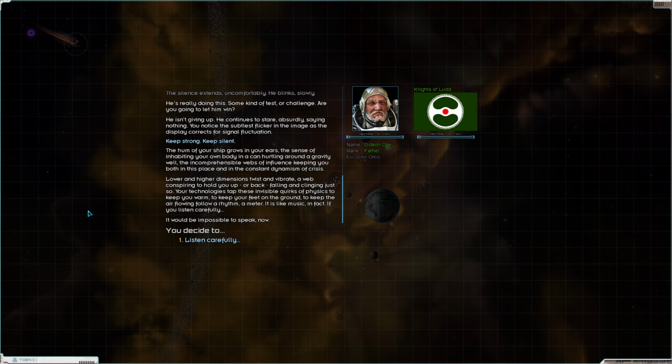The hum of your ship grows in your ears, the sense of inhabiting your own body in a can hurtling around a gravity well. The incomprehensible webs of influence keeping you both in this place in the constant dynamism of crisis. Lower and higher dimensions twist and vibrate, a web of conspiring to hold you up or back, falling and clinging just so. Your technologies tap these invisible quirks of physics to keep you warm, to keep your feet on the ground, to keep the air flowing, follow a rhythm, a meter. It is like music, in fact, if you listen carefully. It would be impossible to speak now.